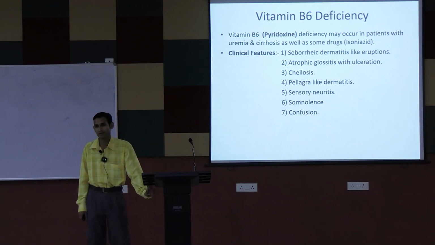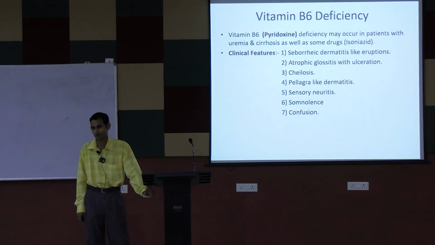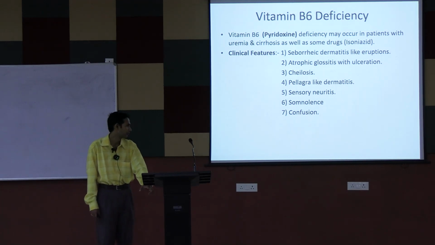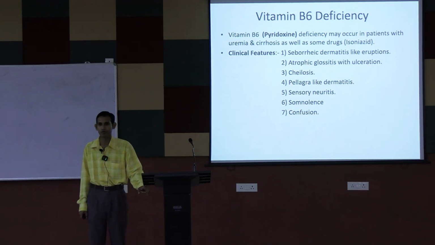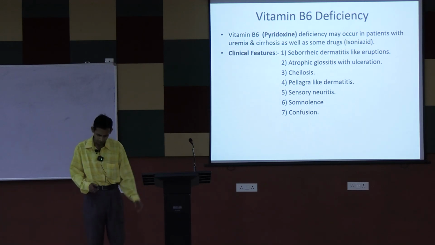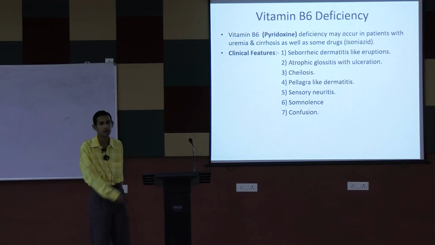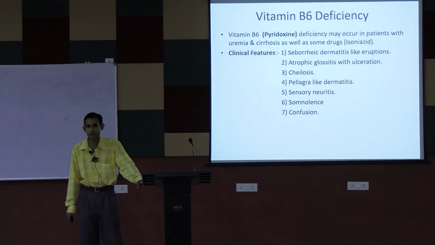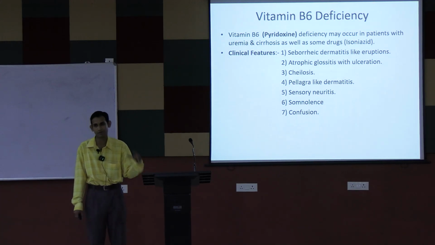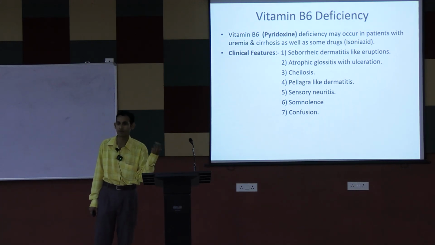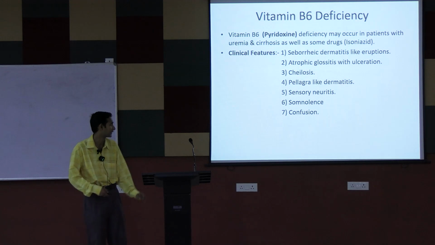And apart from niacin, other vitamins can cause pellagra-like symptoms. Most important is pyridoxal phosphate, and there are also neurological symptoms, that is confusion and somnolence can occur. So, you have to remember the most important things: the atrophic glossitis, ulceration, seborrheic-like dermatitis and pellagra-like dermatitis, and sensory neuropathy. Sensory neuropathy is very common in vitamin B6 deficiency. So, vitamin B6 deficiency produces, apart from the skin changes, sensory neuropathy as well.